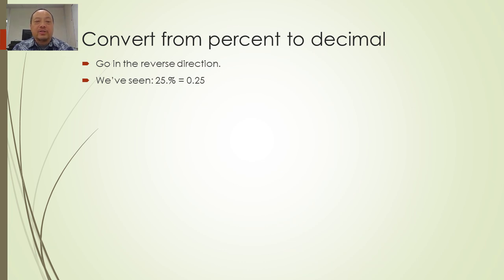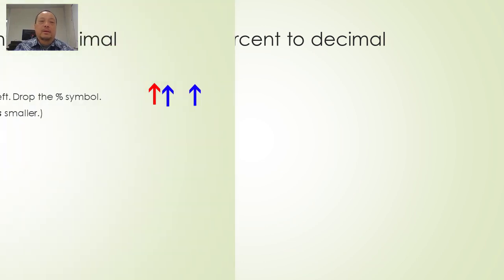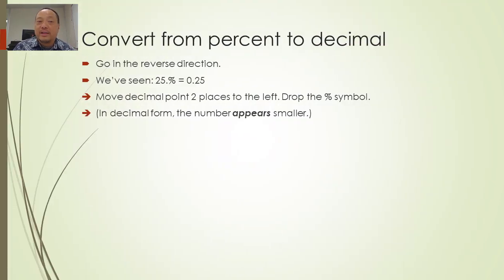Which way did the decimal go in this example? In the number 25%, the decimal point is invisible here. In 0.25, the decimal point is to the left of the 2. So how did it get there? It moved 2 places to the left. There we go. That's the conversion method. To convert percent to decimal, move the decimal point 2 places to the left and drop the percent symbol.